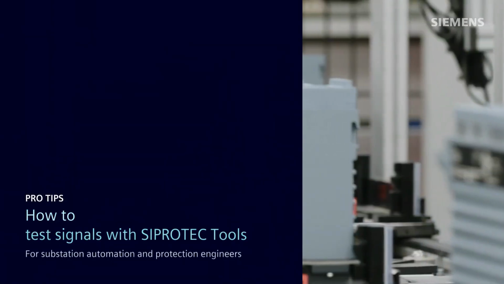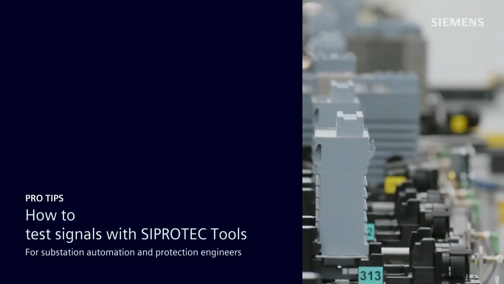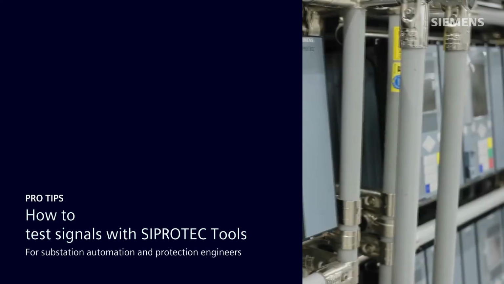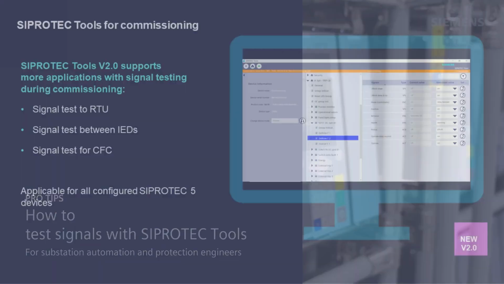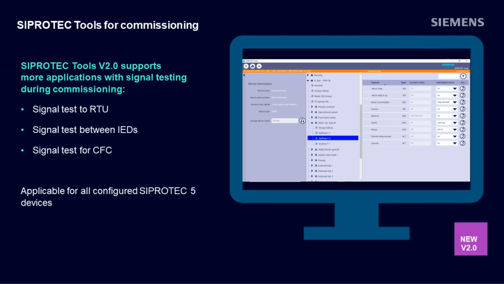The release of SIPROTEC Tools version 2.0 has made the SIPROTEC 5 signal test quicker and more straightforward. The updated SIPROTEC Tools now offers additional application support during commissioning. This includes the ability to test SIPROTEC 5 signals to the control center, between IEDs, and for CFC logic applications. This new feature is applicable for all configured SIPROTEC 5 devices.